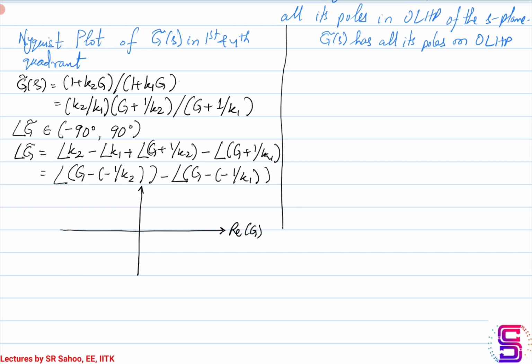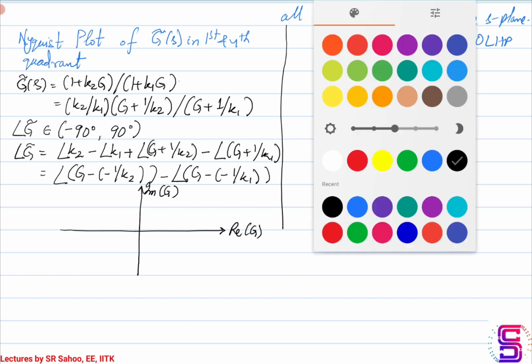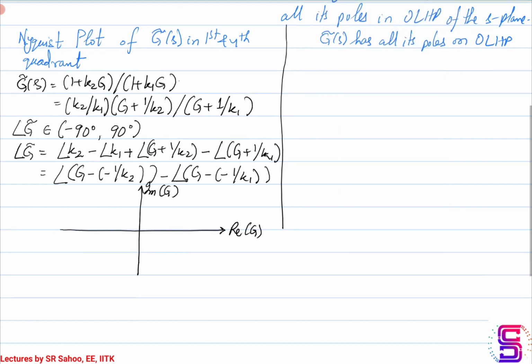So, if you consider the G S plane and suppose this particular point lies on the Nyquist plot of G plus 1 by K2.